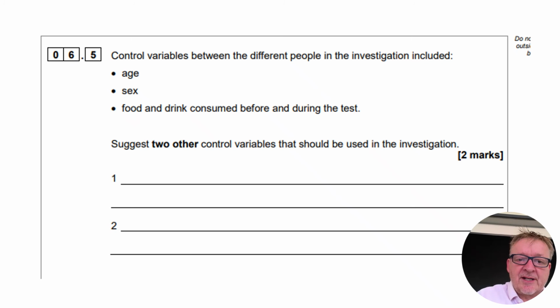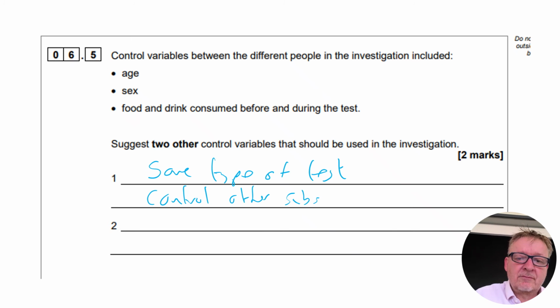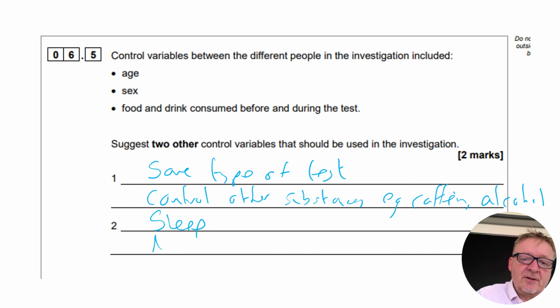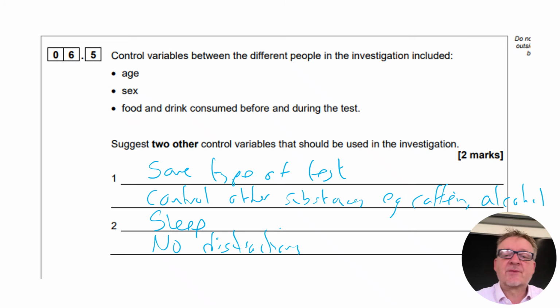Right? It must be the same type of test. Okay, obviously what they're doing on this one, they're talking about the ruler drop. They must control other substances, e.g. caffeine or alcohol. You must have the same amount of sleep. There must be no distractions. Okay, so that's just a few different things that could be kept the same.